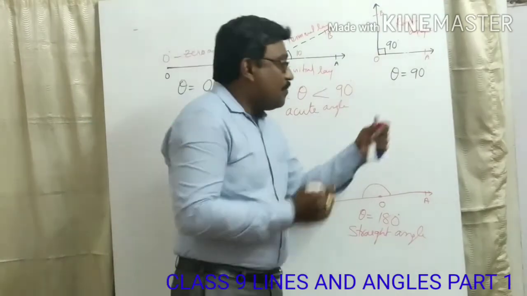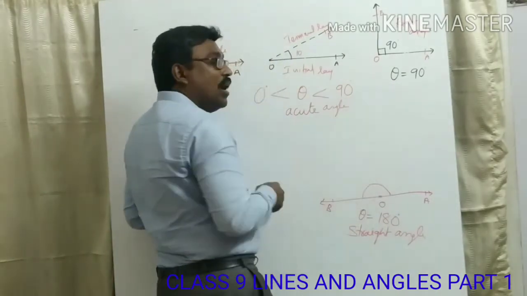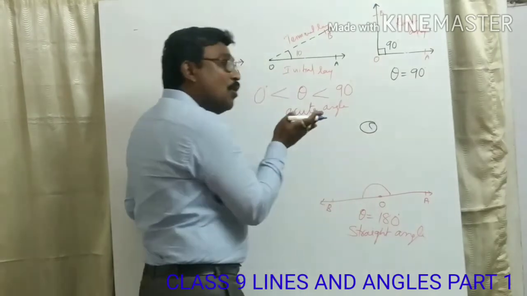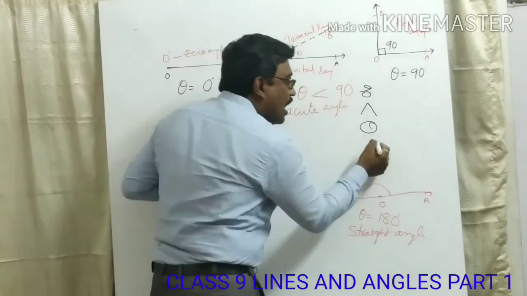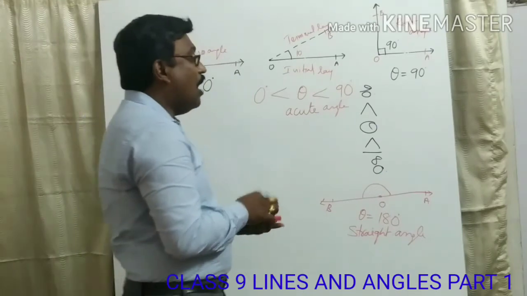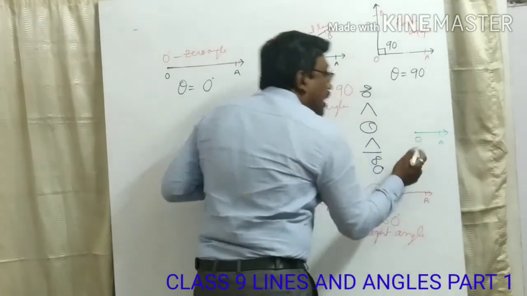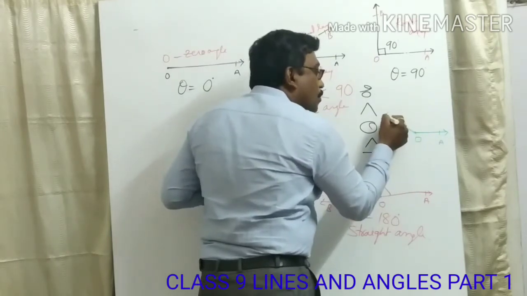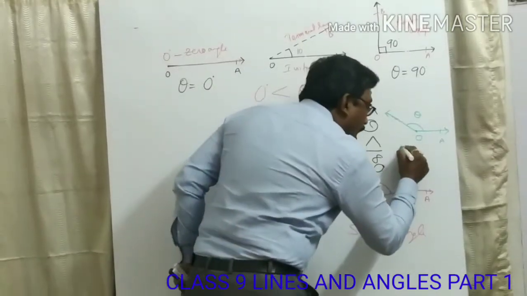And now, if I take an angle more than 90 degrees and less than 180 degrees, what will happen? Here this is O, this is A, and 90 degrees means just opposite. If theta is more than 90 degrees and less than 180 degrees, this angle is called an obtuse angle.